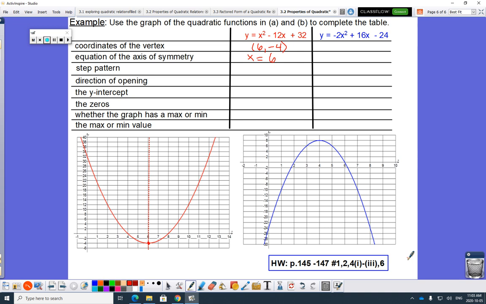And then I'm just going to skip down for a second. The y value of the vertex tells you whether it's a maximum or minimum. This vertex here is the lowest, or the minimum value, at y equals negative 4.